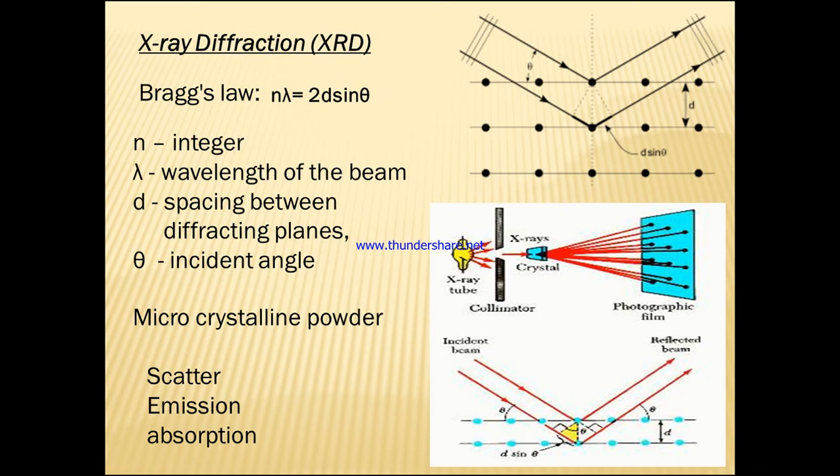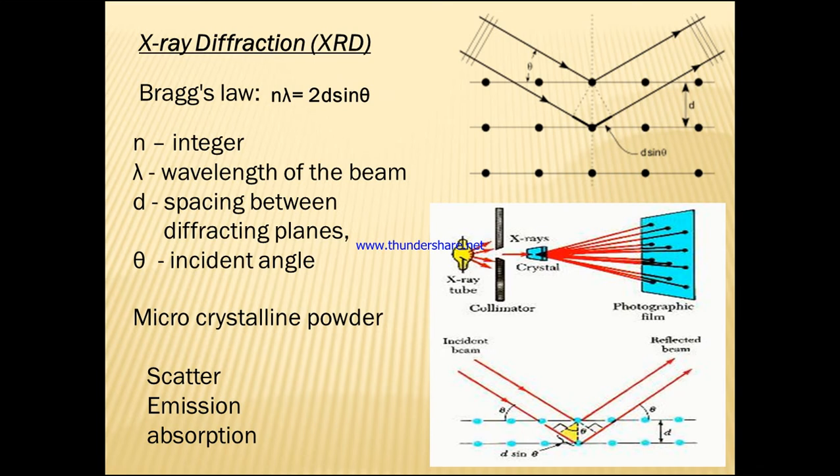X-ray diffraction is a rapid analytic technique, primarily used for phase identification of a crystalline material. So XRD is used mainly for the identification of crystalline materials. Phase identification of the crystalline material can be analyzed by using this XRD.